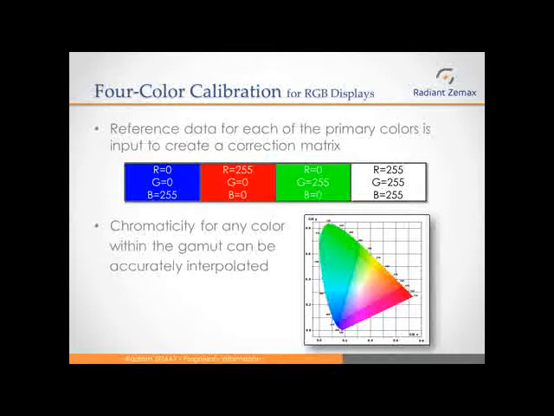Once we have input data for those primary colors, input reference data, chromaticity can be calculated for any color within that gamut. So for instance, the primary colors would be the vertices of this triangle. Then once we have reference data for these points, any color within this triangle can be measured, and we can interpolate using that color matrix and make the correction and get accurate color.